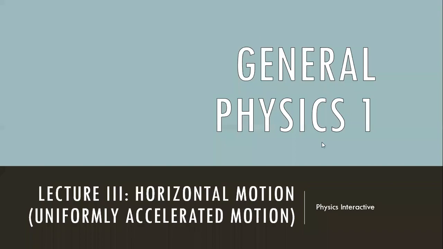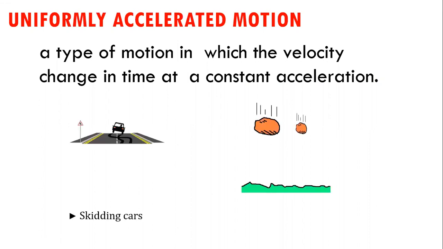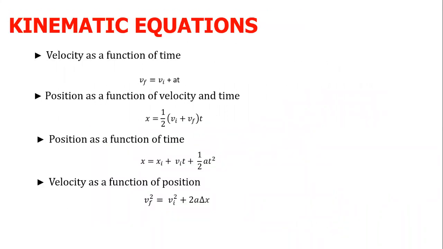Okay, ang pag-uusapan natin ngayon ay yung uniformly accelerated motion along horizontal. Okay? So ano ba yung tinatawag natin na uniformly accelerated motion? So uniformly accelerated motion is a type of motion in which the velocity changes in time at a constant acceleration. So halimbawa po ng mga uniformly accelerated motion ay yung mga skidding cars at yung mga free-falling bodies or free-falling object. And in dealing with uniformly accelerated motion, kailangan po ay familiar tayo sa apat na kinematic equation.